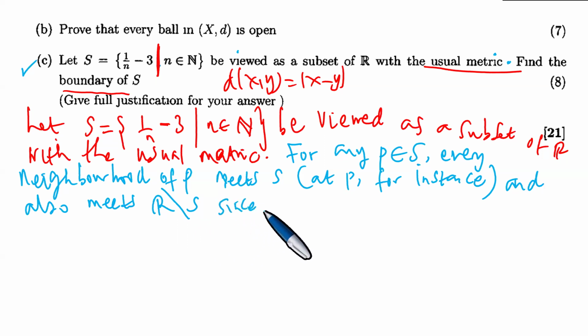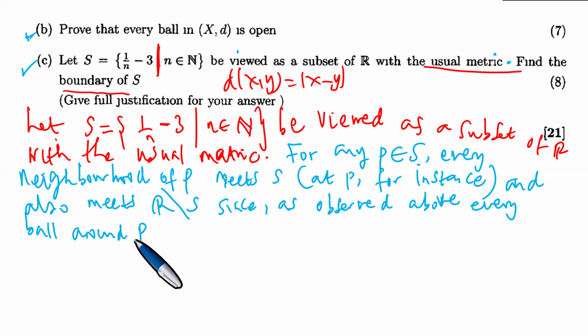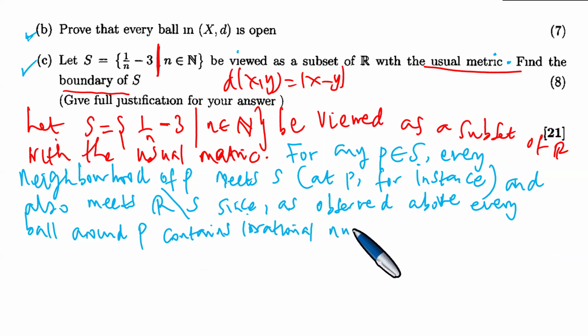Since, as observed above, every ball, yes, every ball, we saw that in part B, that's why part B was necessary. So every ball around P contains irrational numbers.